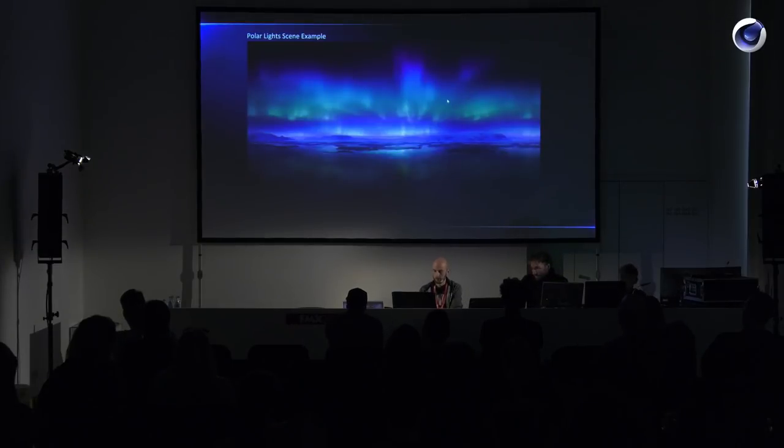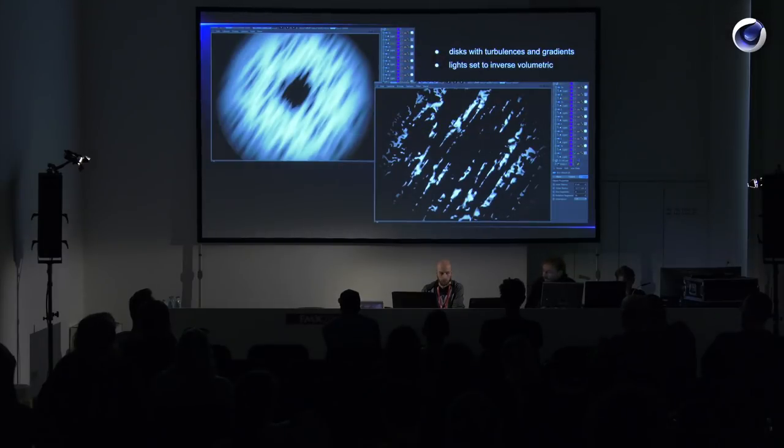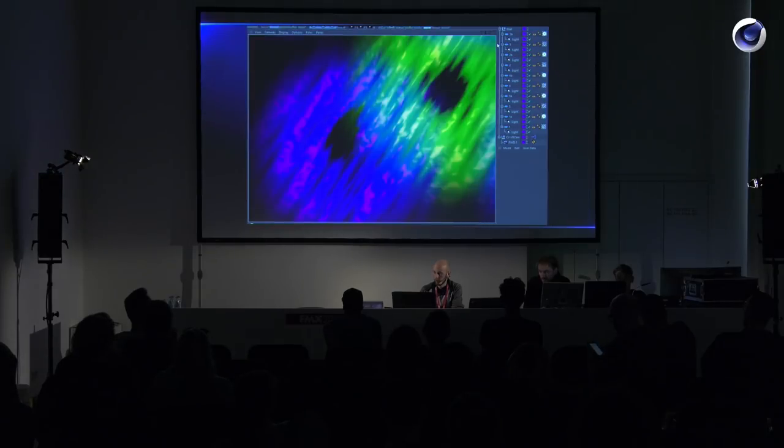Okay, and another example is this polar light scene. And of course the main asset is the polar lights itself. And the way I created those was with this kind of turbulences on discs that I used to create inverse volumetric light with spotlights.